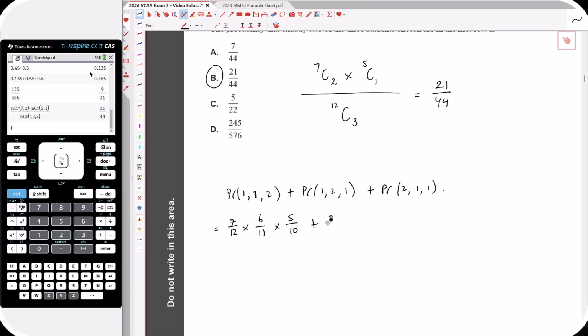Plus, then we could think about this option. So again, probability of the first student being selected being from the front row is 7 out of 12. Probability the second student being selected is from the second row. So there's 5 second row students out of the 11 remaining students.